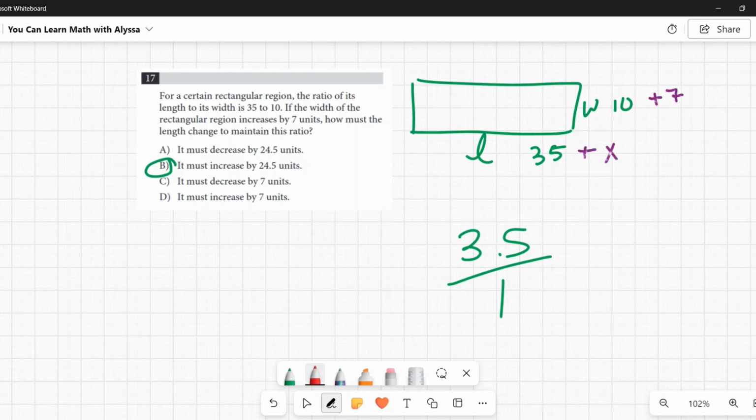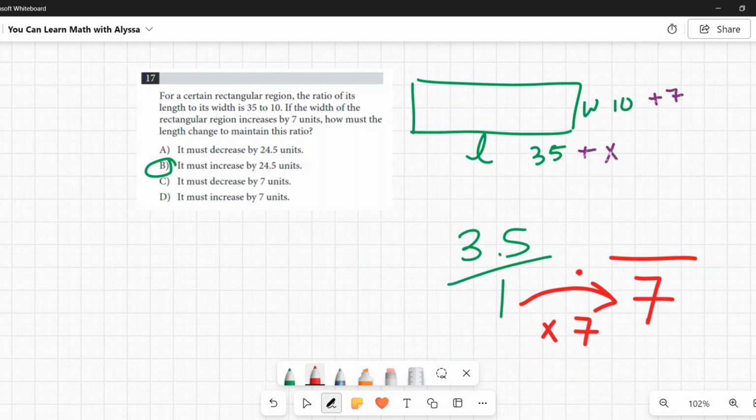If the width is increased by 7, now I'm just thinking about not the actual full length, but the increase. I'm isolating the increase. So it was increased by 7. How do I get from 1 to 7? I multiply by 7 because we're talking about fractions here.